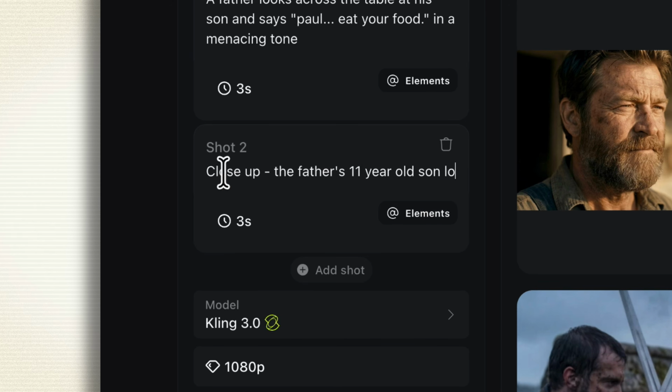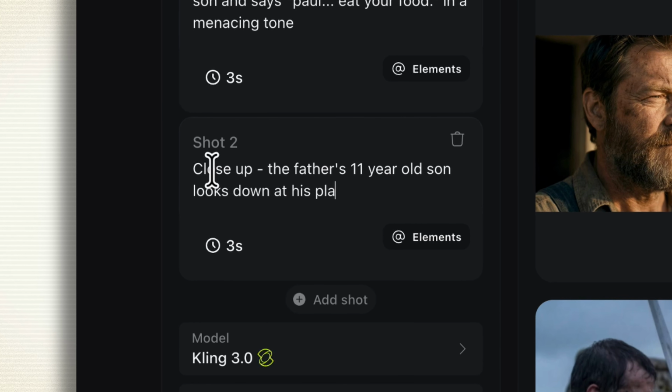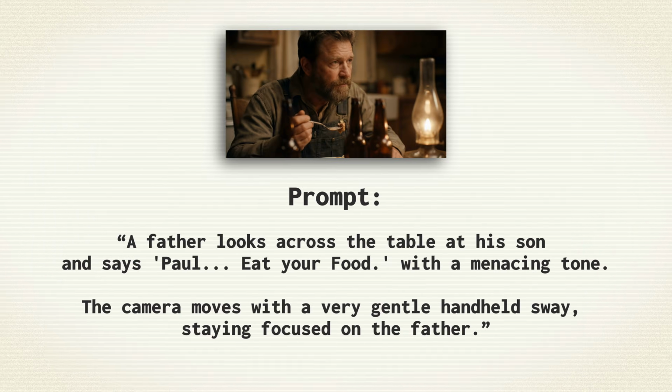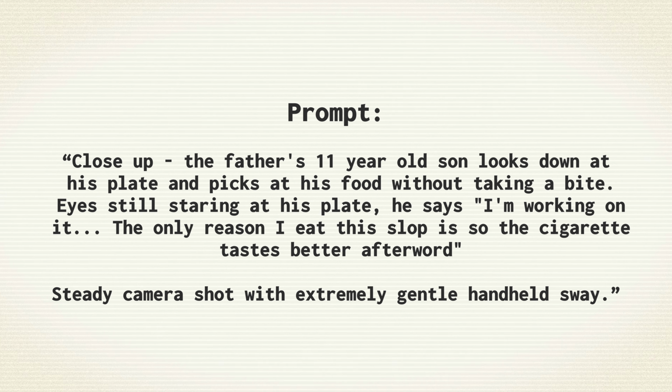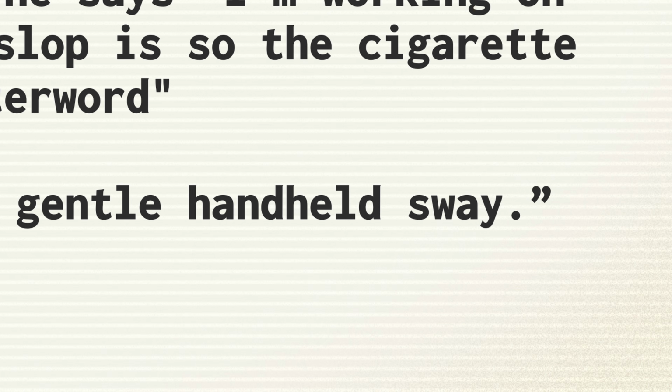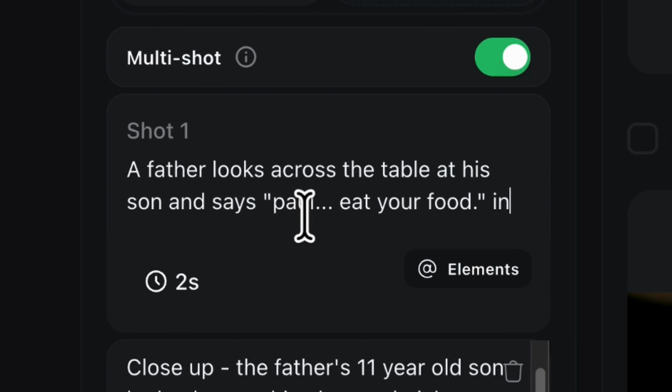What's really important to get right when you're directing characters is the detail with which you describe their actions and the way they pronounce their lines. I wanted tension in this scene, so I said the father delivers his line in a menacing tone. I went even further with the son, describing how he pokes at his plate and keeps his eyes down. I also added some handheld camera movement to make everything feel grounded. Take a look at what this scene looks like if we were to strip all of those details out.